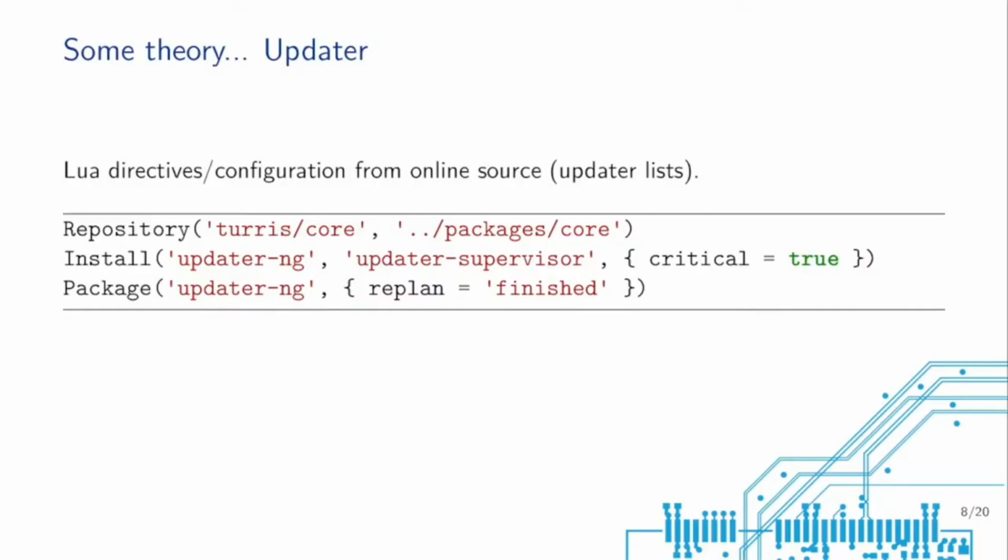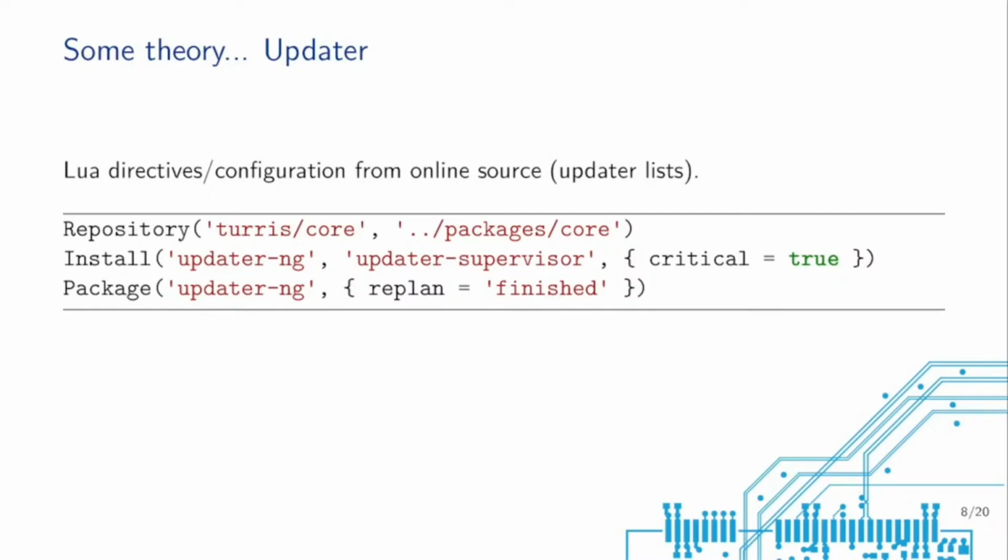And from these directives, we get basically three types of information. We get sources for the packages, repositories. We get requests for packages. Those are basically requests for having something in the system. Here, that is represented by install command that requests package updater-ng and updater-supervisor, where there are special options possible. Here it says that those packages are requested critically. That means that update won't succeed if those packages can't be obtained or updated.